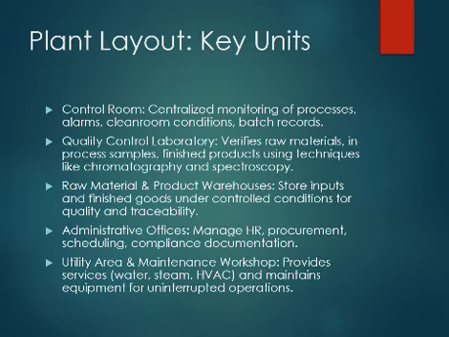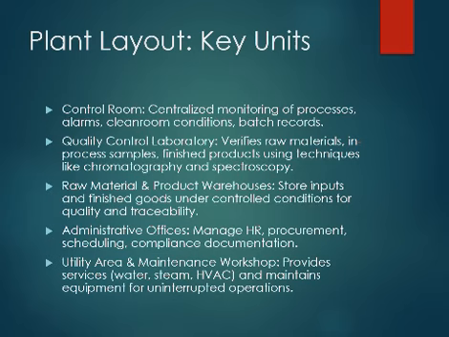The plant layout. The key units are the control room, quality control laboratory, raw material and product warehouses, administrative offices, utility area, and maintenance workshop. For the control room, centralized monitoring of processes, alarms, clean room conditions, batch records. Quality control laboratory. It verifies raw materials, in-process samples, finished products using techniques like chromatography and spectroscopy.